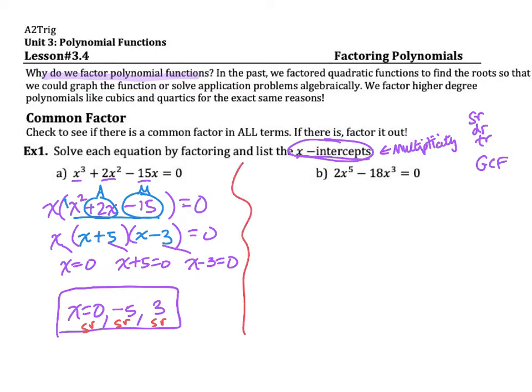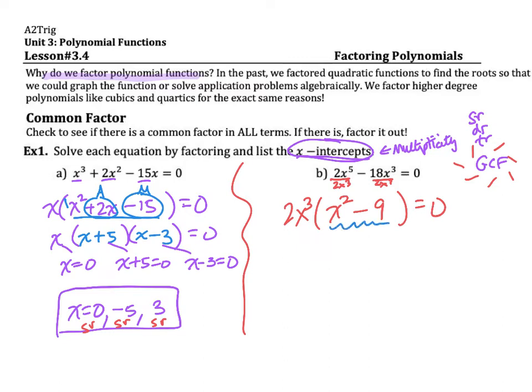Okay, let's look at letter B. Our theme of example 1 is to look for our greatest common factor, our GCF. So 2x to the 5th and 18x cubed both are divisible by 2 and both are divisible by x cubed. So I'm going to factor out 2x cubed. What would I get as a result? Hopefully you are seeing that you would get x squared minus 9, because I would divide each of these terms by 2x cubed. Now I'm not done yet.